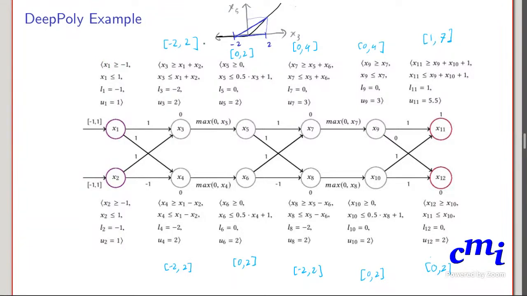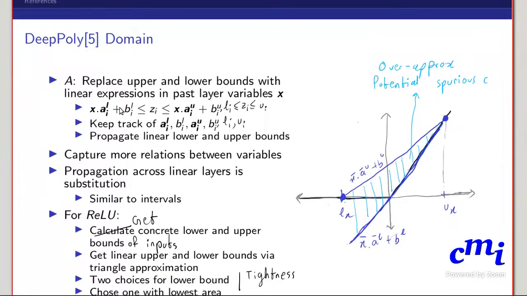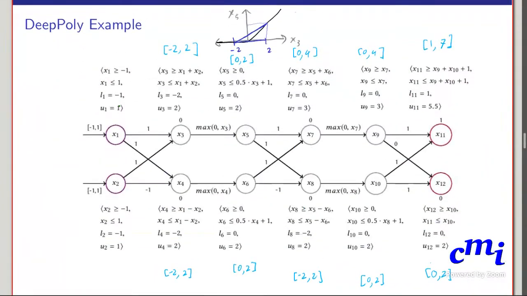So here, again, the input domain is that x1 and x2 are between -1 and 1, and that can directly be written in this form, right? So x1 is greater than -1, less than 1. Notice here that there are no linear upper and lower bounds because there is no previous layer variable. So if I follow the notation from my previous slide, these AIL, AIU are 0 in this case for the input. So that is okay.